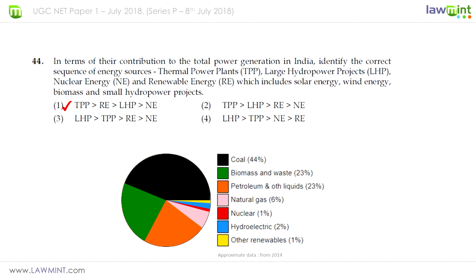projects, are higher. Now, large hydropower projects contribute just about 2% to the overall energy production in India, and they are far less than the amount of electricity that is produced by burning biomass such as sugarcane bagasse, which is burnt in a lot of power plants. So, renewable energy is greater than LHP. Therefore, answer choice 1 is the correct answer because thermal power plants produce more energy than renewable power plants, which produce more energy than large hydropower projects, and nuclear energy is the smallest contributor.